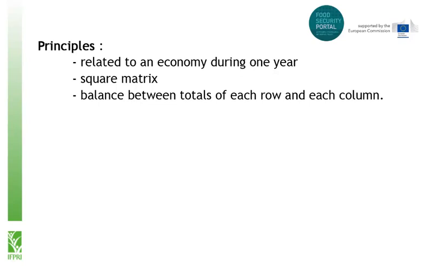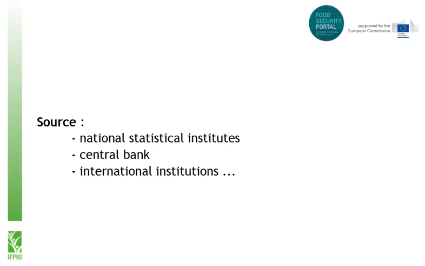I will illustrate a social accounting matrix very soon, right now, but I would like to say that the source of information is first national statistical institutes, which are in fact the main source of information, in particular because you need an input-output table for the design of a social accounting matrix. You've got also information from central banks, and you may have also some information collected by international institutions. And so all this information allows you to create a social accounting matrix.